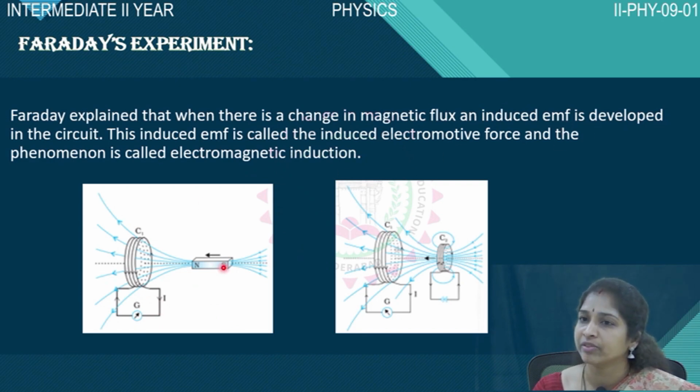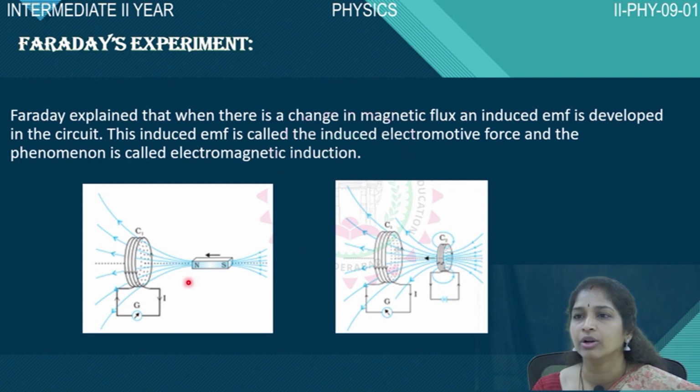He also observed that when the magnet is moving away from the coil, there will be a decrease in the magnetic flux. When there is a decrease in the magnetic flux, then also he observed that the galvanometer is showing deflection. That is, induced EMF is produced. Even in that case, current is induced in this coil.